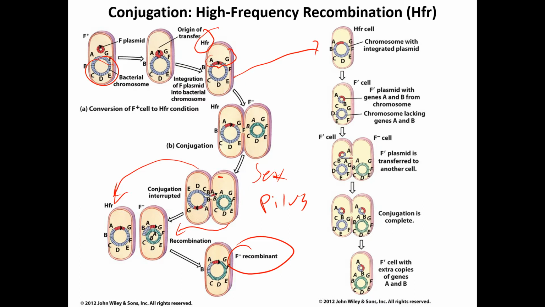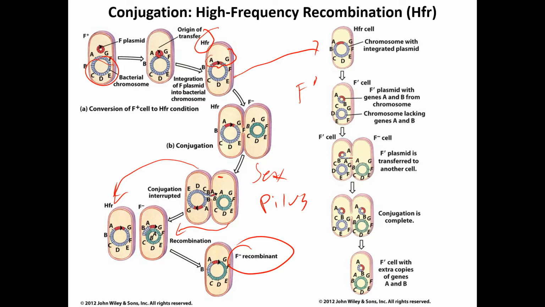Alright, so here you end up with a bacterial chromosome lacking genes A and B, and you end up with the F plasmid with genes A and B from the bacterial chromosome. Now, at this point in time, this is referred to as an F prime cell.